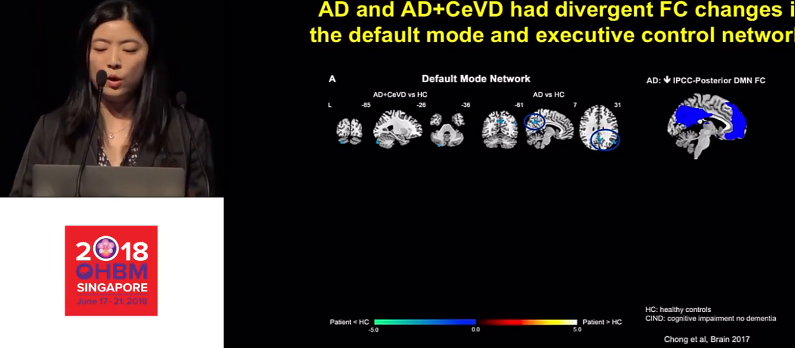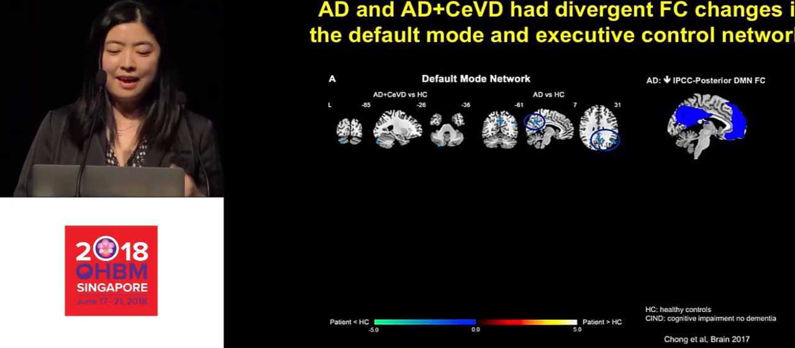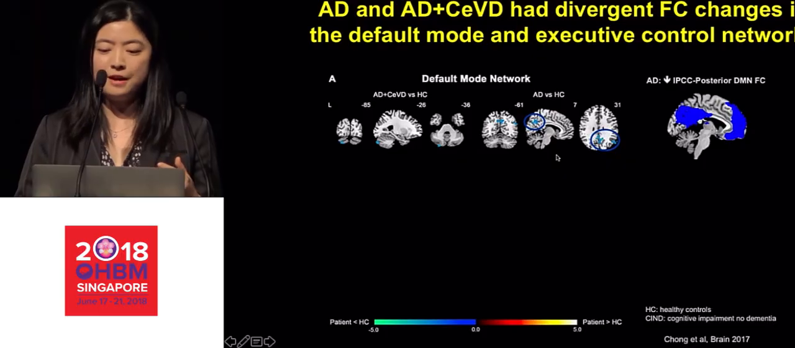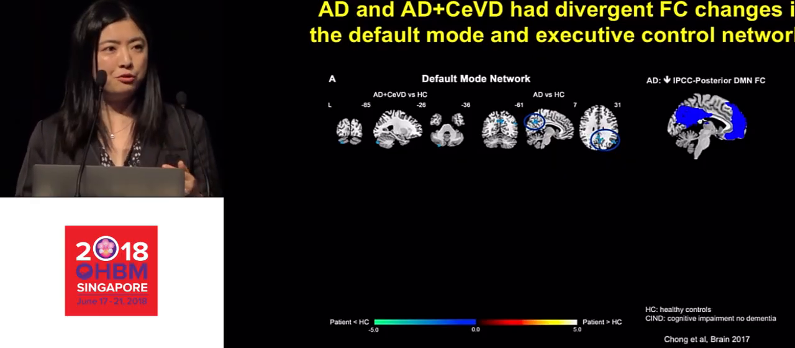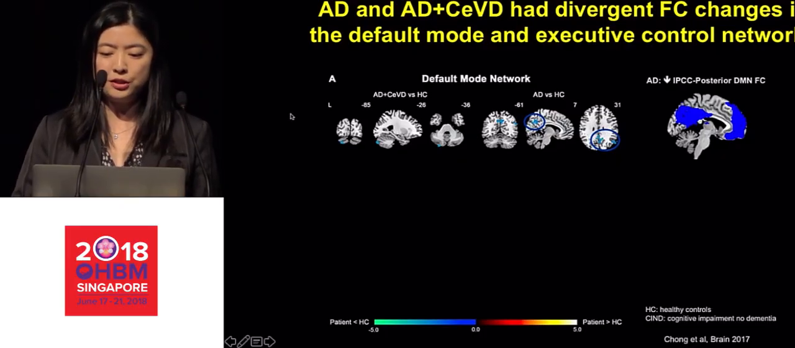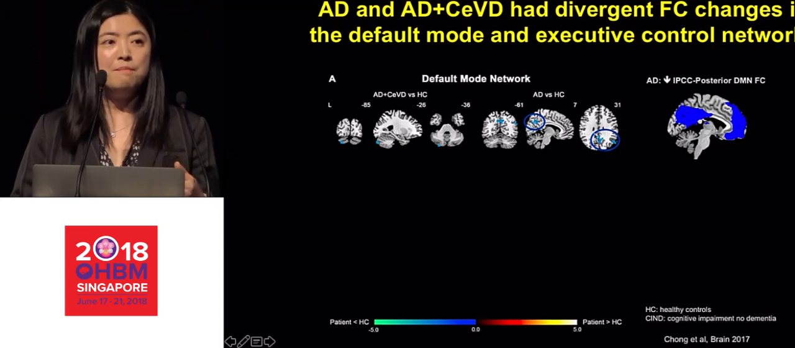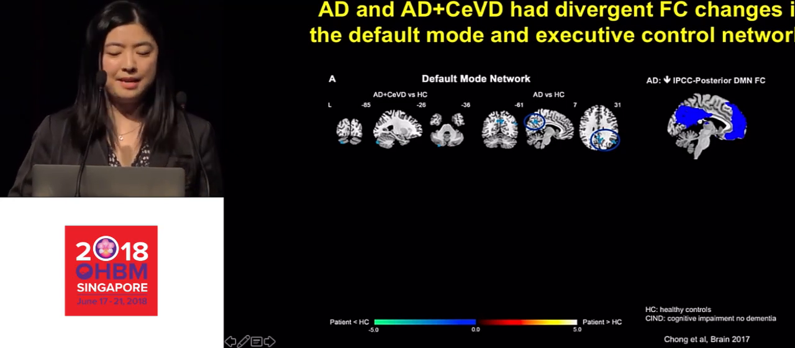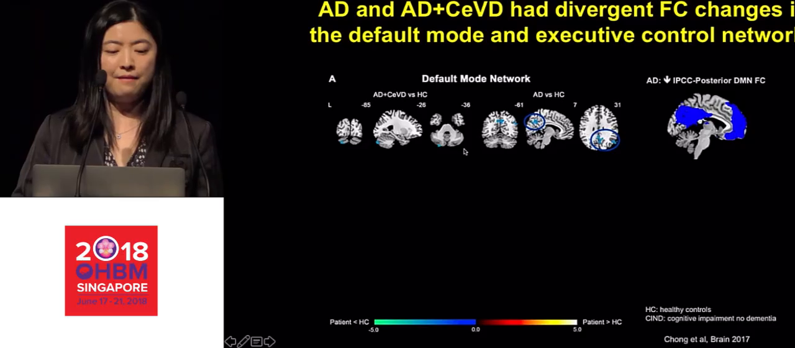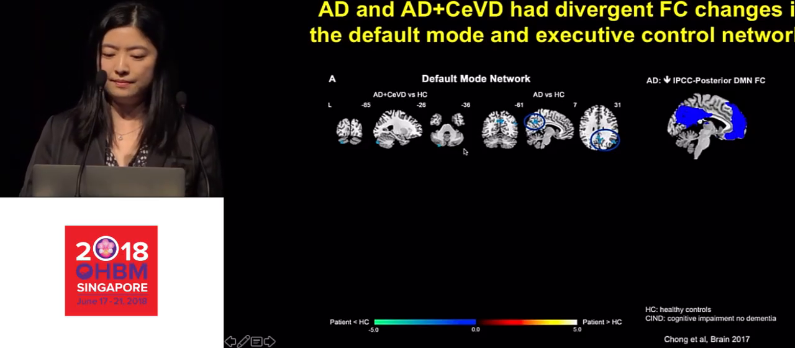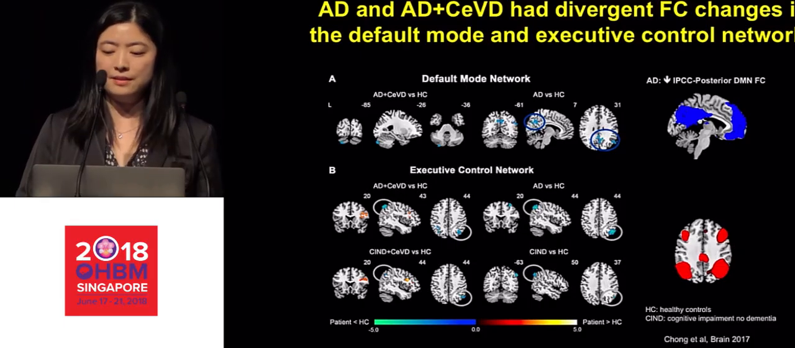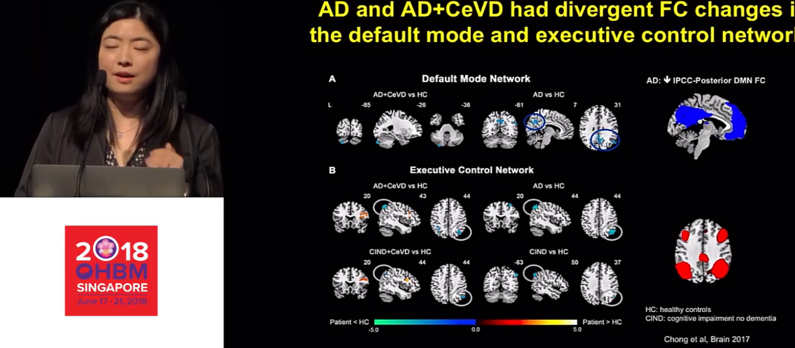Based on the memory clinical cohort from Singapore, we show that AD patients with and without cerebral vascular disease featured divergent functional connectivity changes in executive control and default mode network. AD patients showed reduced functional connectivity in the default mode network between PCC and posterior DMN. In contrast, the AD with CVD patients do not have any changes in the default mode network. In the executive control network, both AD with and without CVD had decreased frontal-parietal connectivity.